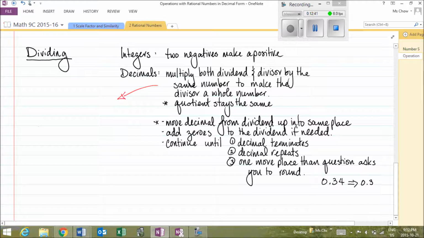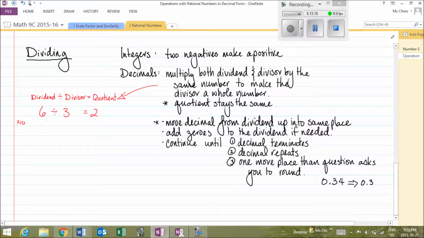If we take something as simple as 6 divided by 3, obviously our answer is 2. Remember, this is your dividend, the number that you're dividing into, divided by your divisor, and it equals the quotient. So if I was to multiply the dividend and the divisor by the same number, let's say we multiply them both by 10.